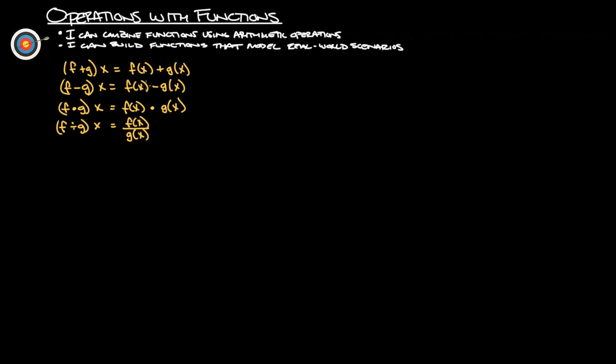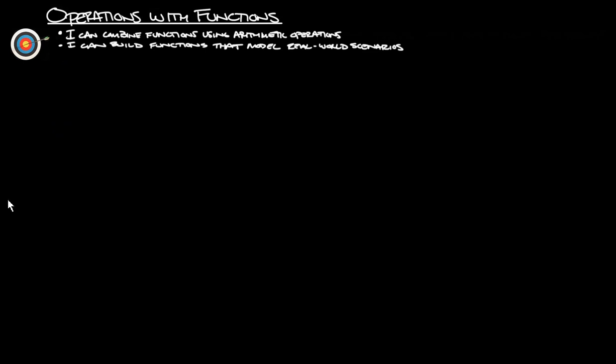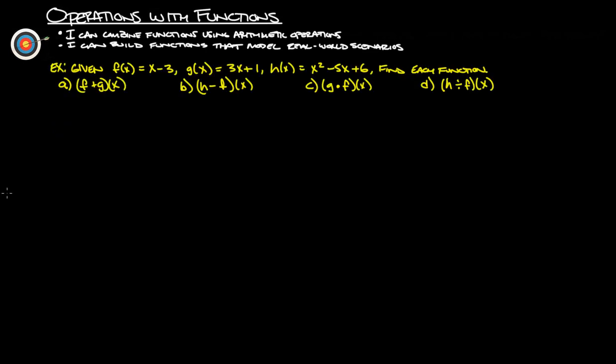Because we're going to look at some more function stuff in a second, but there are ways of combining these things together with a little bit different notation. So let's take a look at some examples, and this should help make a lot more sense. Okay, so we've got f of x is x minus 3, g of x is 3x plus 1, and h of x is x squared minus 5x plus 6. Find each function. Okay, so we have f plus g of x.